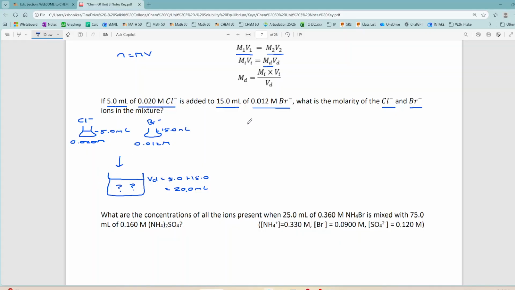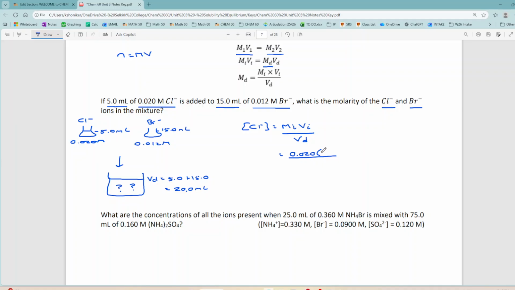And we want to know what the concentration of the chloride and the bromide ions would be in this new solution. So to find the concentration of the chloride ions in solution, you would take the molarity initially, times the volume initially, because that finds the number of moles of chloride in this solution, and then you divide it by the new diluted volume. So it's a fancy formula, but really what it does is calculate moles of chloride and then divide it by the new volume.